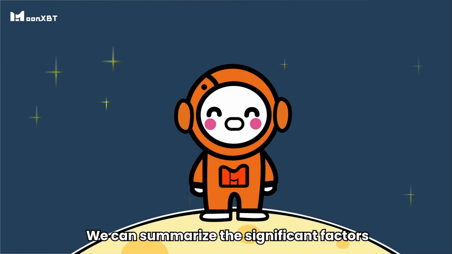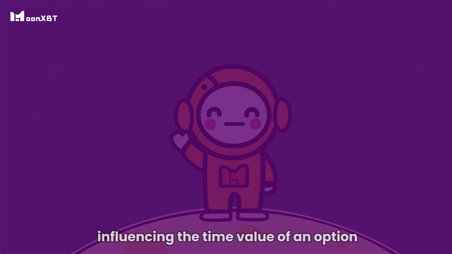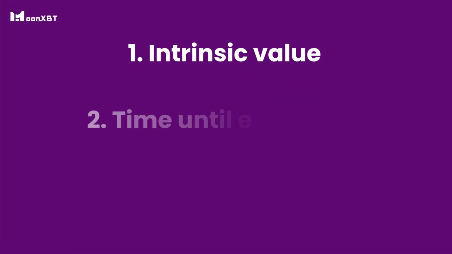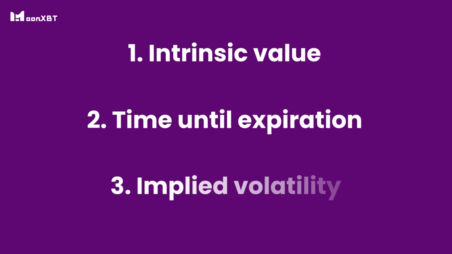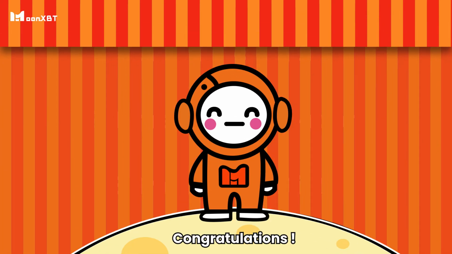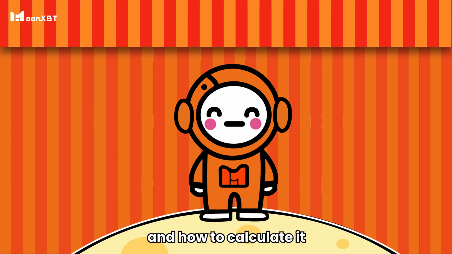We can summarize the significant factors influencing the time value of an option. 1. Intrinsic value. 2. Time until expiration. 3. Implied volatility. Congratulations! Now you know what the time value of an option is and how to calculate it.